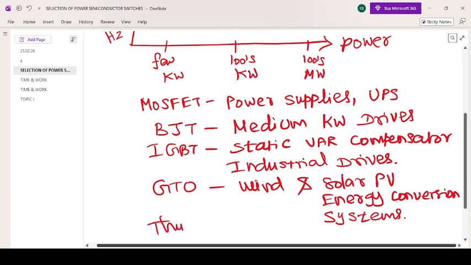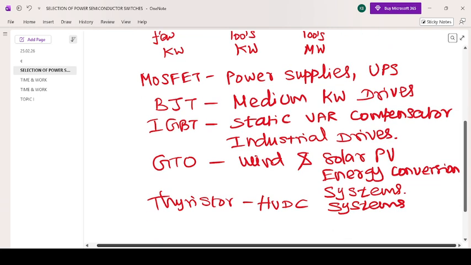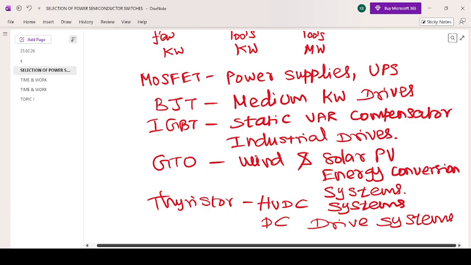Finally, the thyristor. Thyristor power handling capacity is much larger than that of all other devices. However, the operating frequency of the thyristor is around the power frequency of 50 Hz to 60 Hz, so these thyristors are preferred for HVDC systems and DC drive systems. So these are all typical examples of power semiconductor devices.